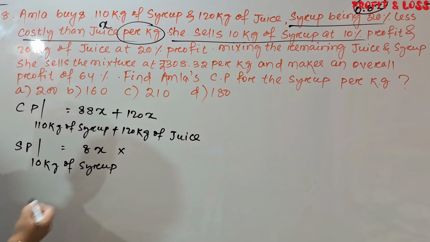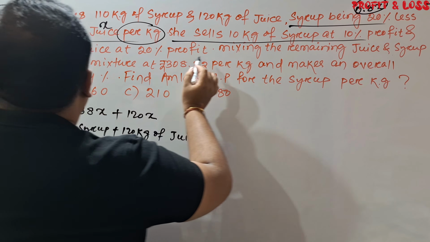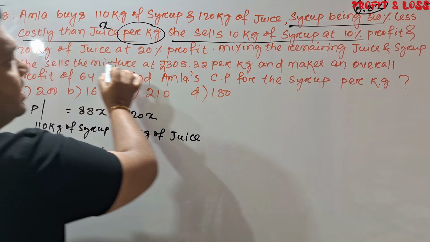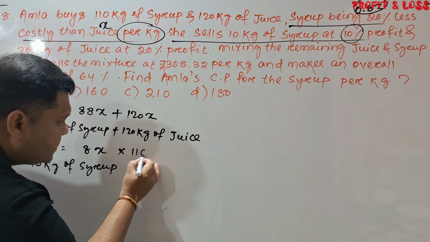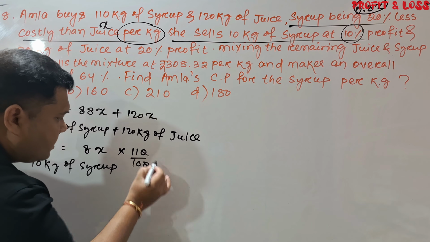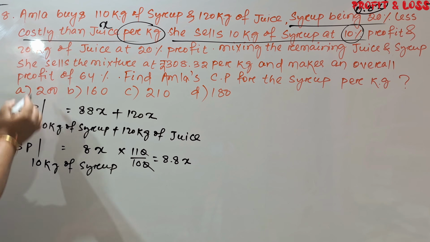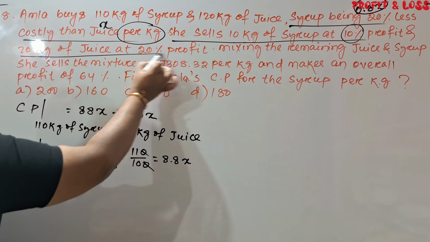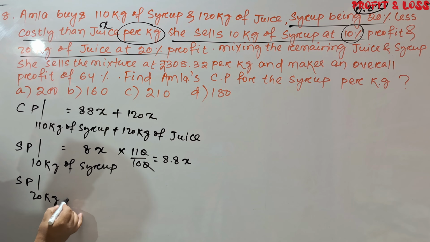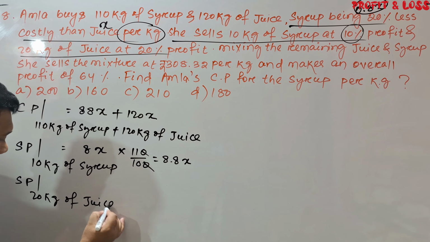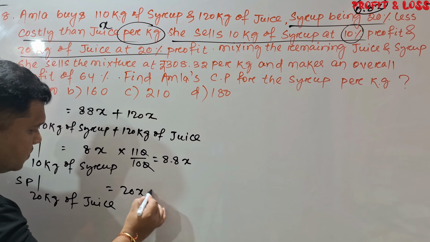Achha, here the condition is given that he makes 10% profit. Where is it written? 10% profit. 10% profit means overall it is 110%. So 110 divided by 100. This gets cancelled. I will get 8.8x. Then next it is given she sells 20 kg of juice at 20% profit. The selling price of 20 kg of juice. And here the status is given 20% profit. Remember, 1 kg of juice is x, so 20 kg is 20x.